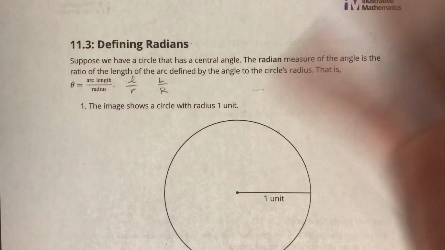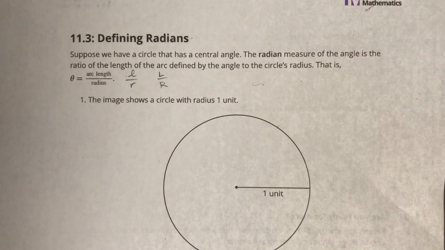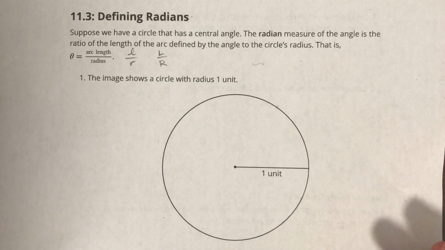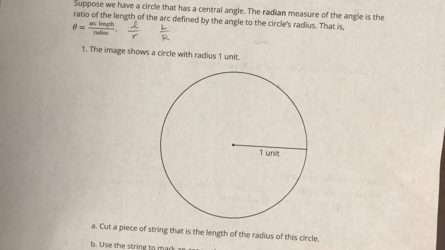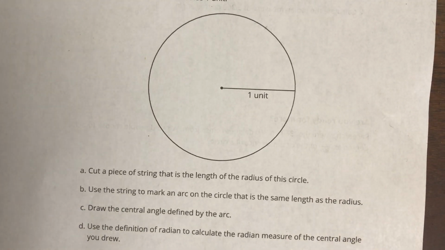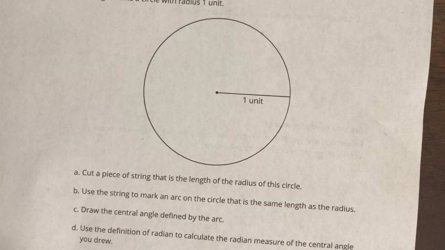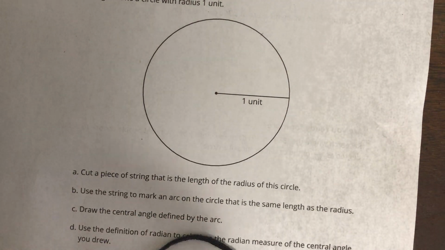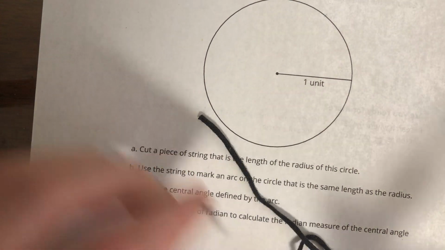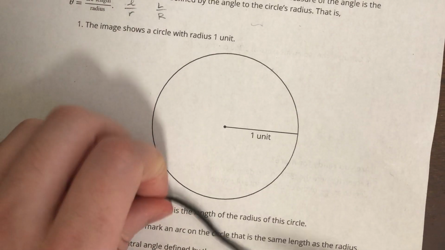So let's investigate a little deeper exactly what this new form of measurement is. Okay, so number one, the image shows a circle with radius of 1 unit. A, cut a piece of string that is the length of the radius of the circle. So I've got a piece of string here. I'm going to cut off the end because it's a little frayed. I'm going to try and be as accurate as possible.